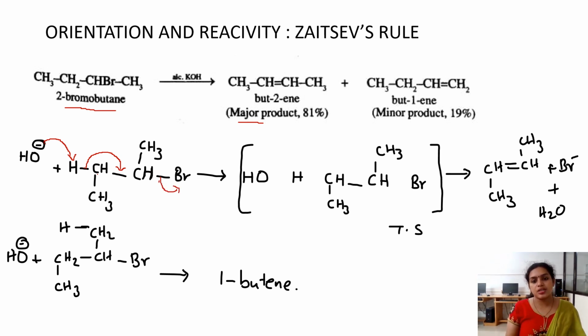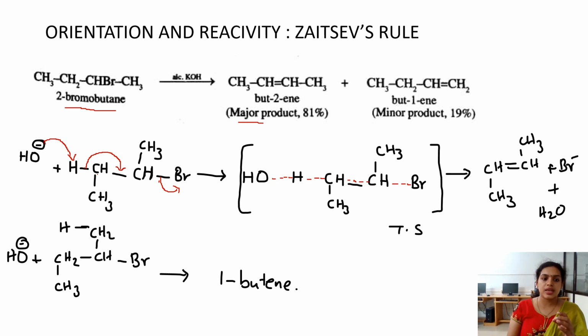And in the transition state, the more the bond between OH and H forms, the more the bond between H and carbon will be weakened. The more this weakens, the more the carbon-carbon double bond forms. The more the carbon-carbon double bond forms, the more the carbon-Br bond will be weakened. And you will get 2-butene as the major product, and 1-butene only in very small amounts, as we said.